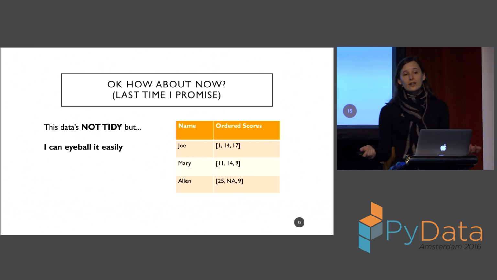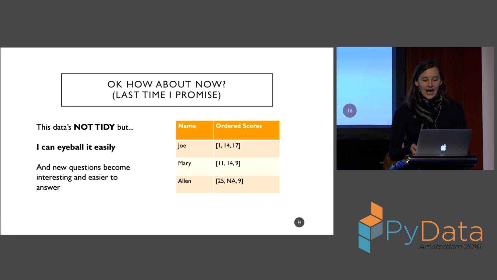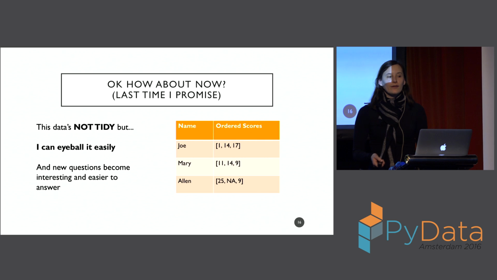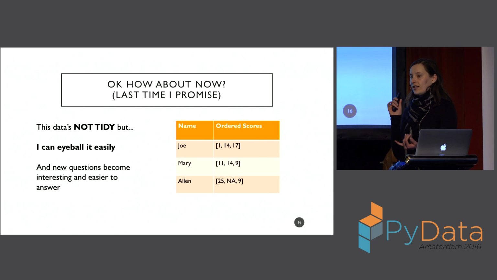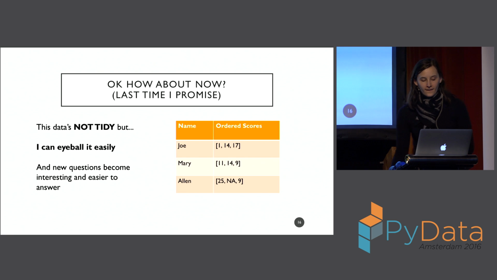Like this is how I want to be thinking about my students. How's Joe doing? Well, he went from a 1 to a 14 to a 17. That's fantastic. So new questions become interesting and easier to answer. Before, what you could tell me quickly was maybe the high score and the low score. Well, that's interesting, but it's not terribly interesting when I want to know how my child is doing if I'm talking to the teacher.